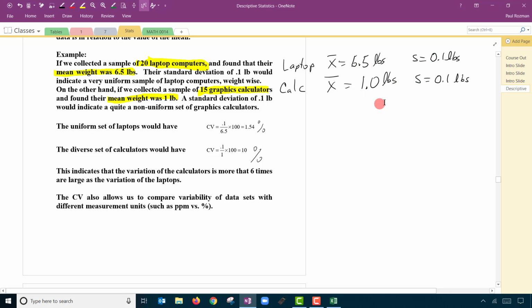You could just look at this and go, wow, they have the same standard deviation and their means are so different. But had these numbers been all closer together, this would have been a tougher call. If the calculators had weighed 6.4 pounds and the standard deviation had been 0.13 or something, then we might have a harder decision to make.